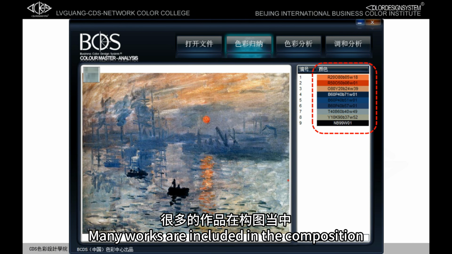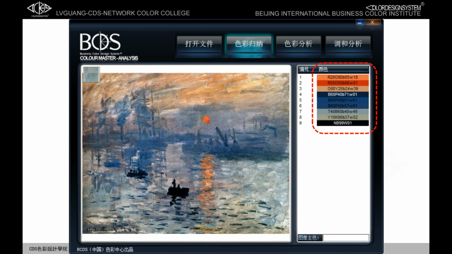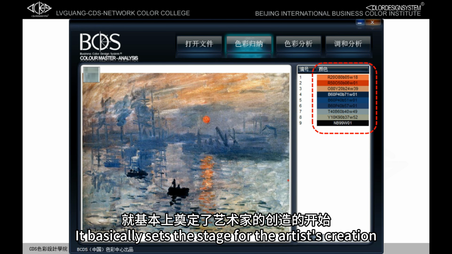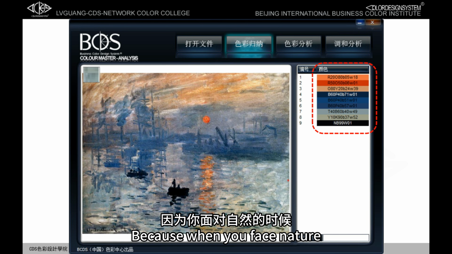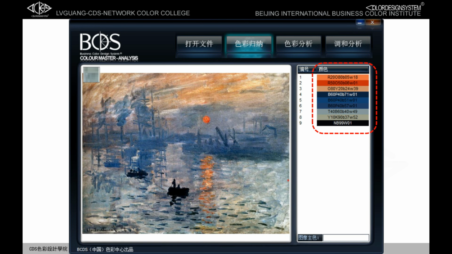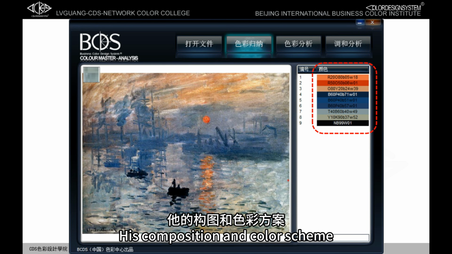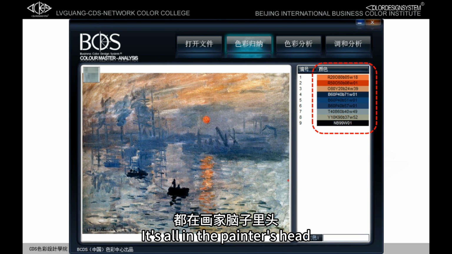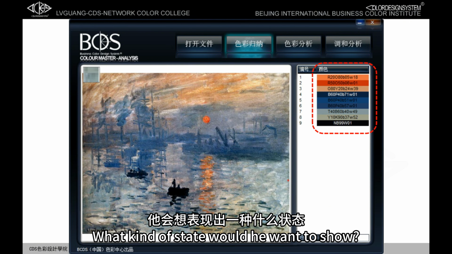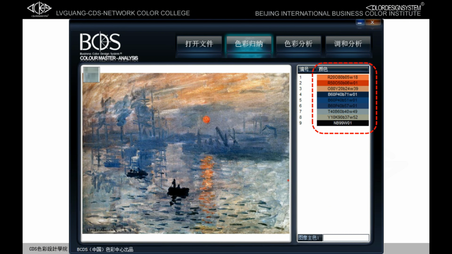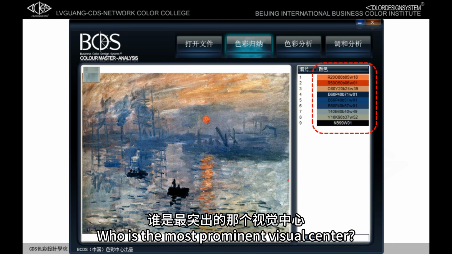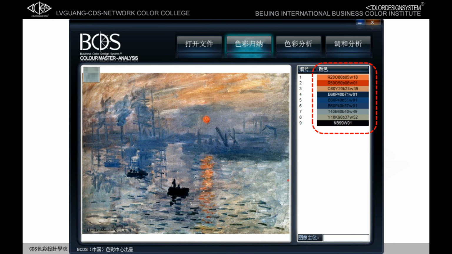Many works are included in the composition. It basically sets the stage for the artist's creation. Because when you face nature, his position, his composition and color scheme are all in the painter's head. What kind of state would he want to show? Which is the background, which is the foreground, which is the medium shot, and which is the most prominent visual center? Painters know this.